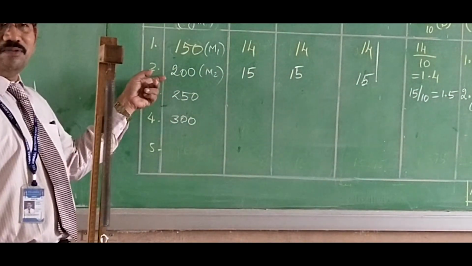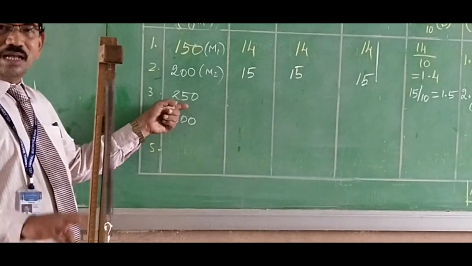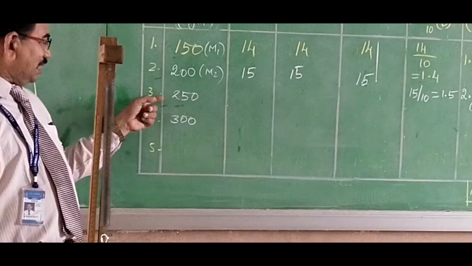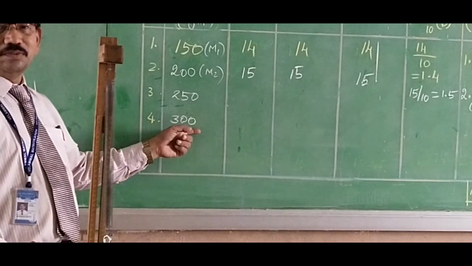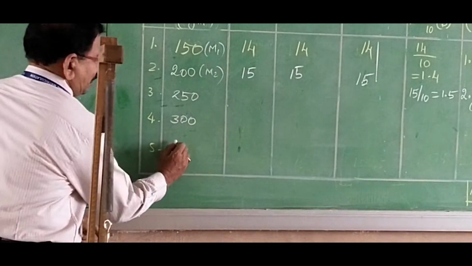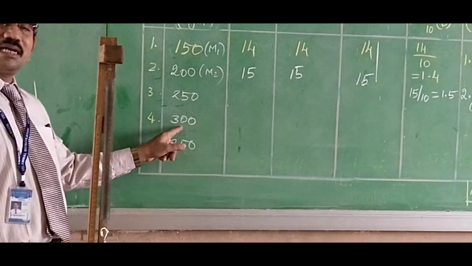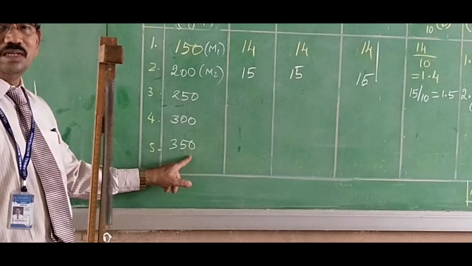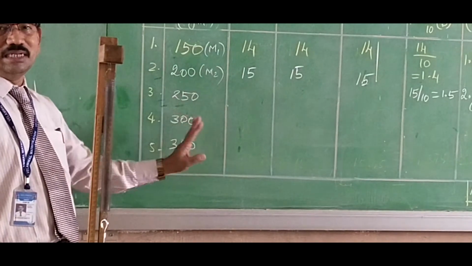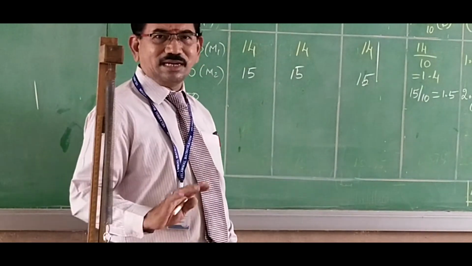If I take the second trial value as M1, then the third trial value becomes M2. For the other calculations, this 250 becomes M1 and this 300 becomes M2. And if I take the next value, 350 gram, then this 300 will become M1 and this 350 will become M2. And corresponding to the time we take T1, T2. Is it clear? Okay, let's start the calculation. Ready?